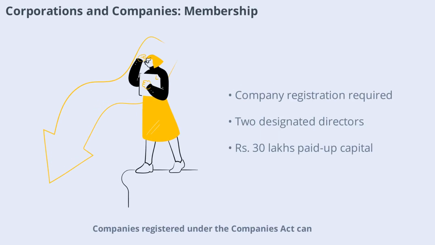Companies registered under the Companies Act can become members if they meet SEBI's financial norms. At least 2 designated directors must be identified, each with relevant experience and at least an HSC qualification. The company must have a minimum paid-up equity capital of Rs. 30 lakhs, and directors must not be disqualified under SEBI rules.